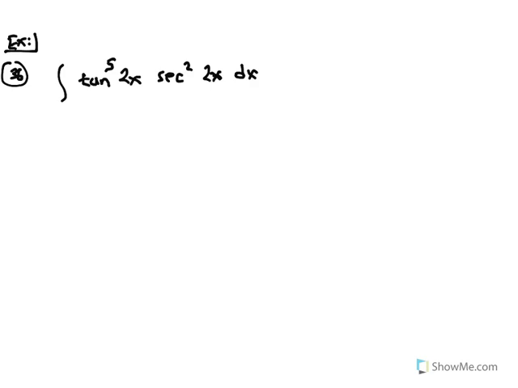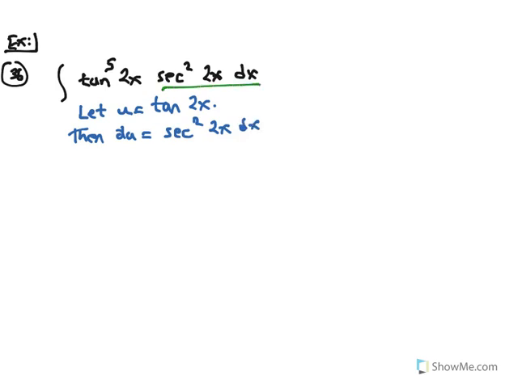Number 36 is our next example. We have the indefinite integral of tangent to the 5th power of 2x times secant squared 2x dx. All we need to do is let u be equal to tangent of 2x. Then the differential of u will be secant squared 2x dx. And of course we have secant squared 2x dx here, allowing us to change variables using our substitution. So tangent of 2x is u, so we have u to the 5th times du.